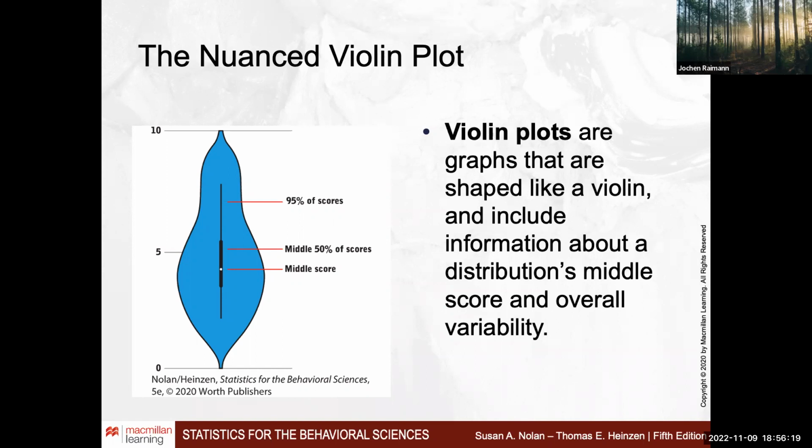So then you have the whiskers. The whiskers basically indicate Q1 minus 1.5 times the interquartile range, whereas the upper whisker indicates Q3 plus 1.5 times the interquartile range. So that in its totality contains 95% of all the scores in your data in a normal distribution. So that's the violin plot, and that's the end of this chapter.